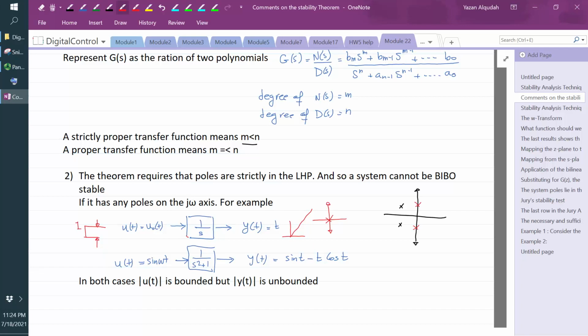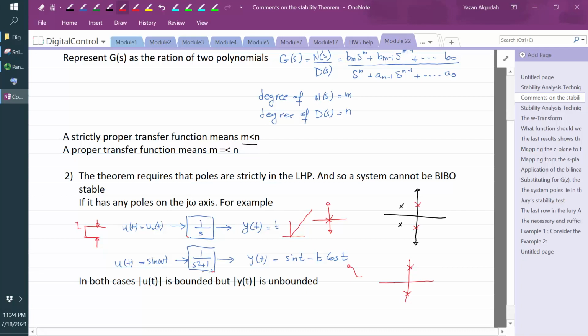The same thing happens in this other example, where I have a transfer function with poles on the j omega axis, at j1 and negative j1. I might be able to apply some inputs where the output is bounded, but that does not make it bounded input, bounded output stable. The output has to be bounded for any bounded input. So if you find one bounded input that will make the output unbounded, then the system violates bounded input, bounded output stability.